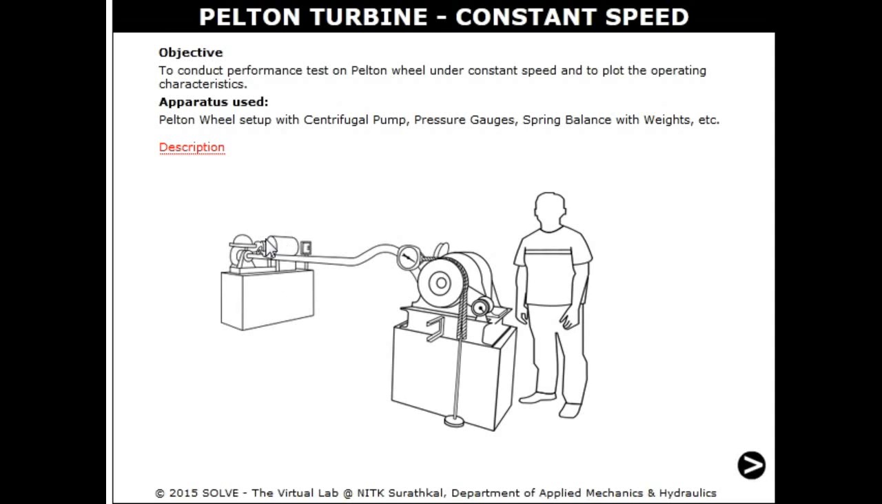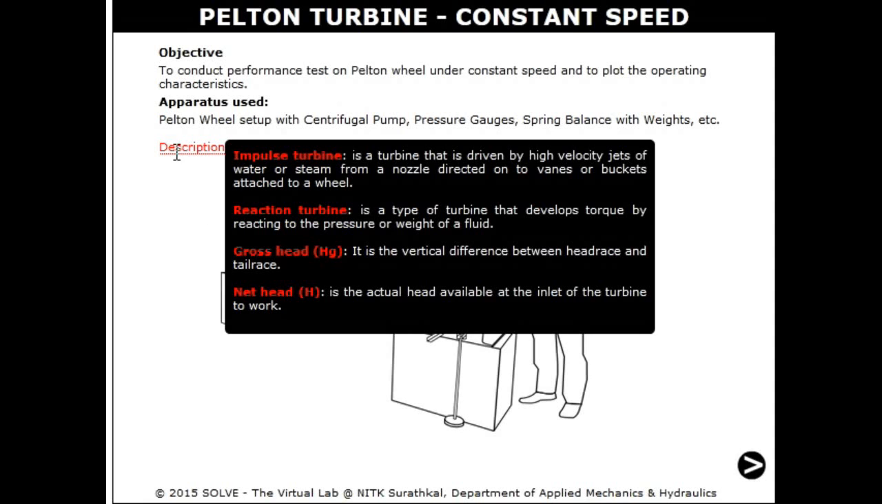Here what we see is a centrifugal pump. Pressure gauges, these are the pressure gauges. Spring balance, here we have the spring balance, that is dynamic loading. Sorry, it is a brake drum dynamometer. So this is a mechanical loading system, with weight. There is a brief description of some important terminologies.